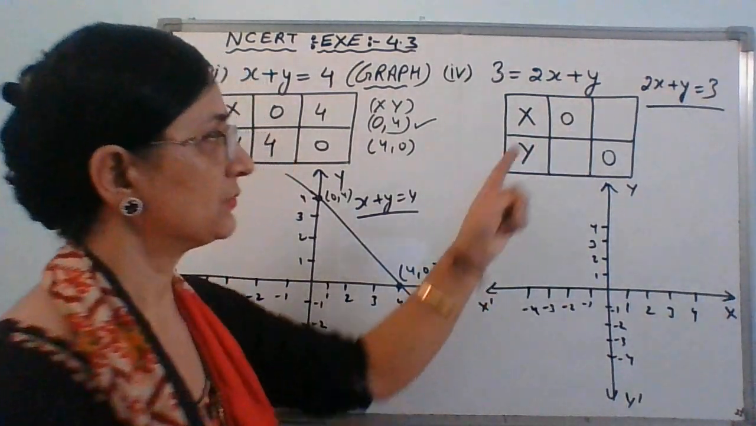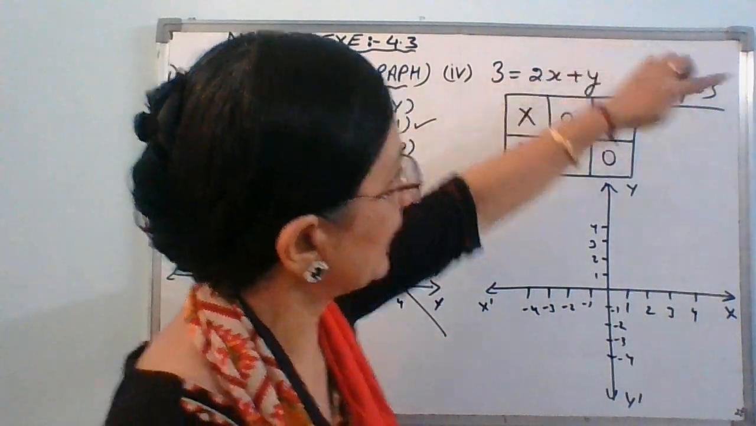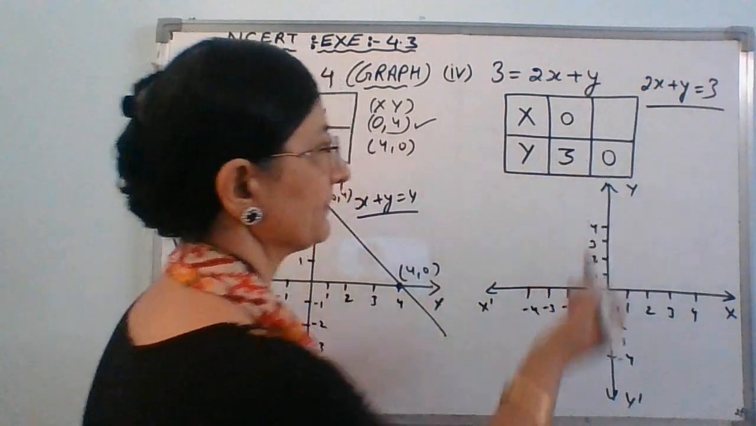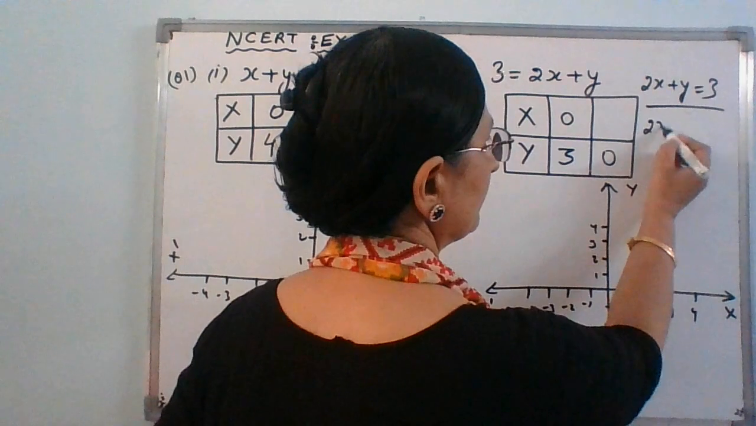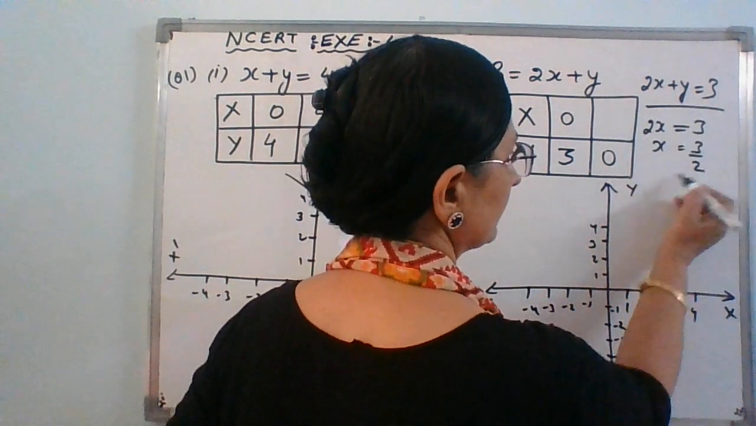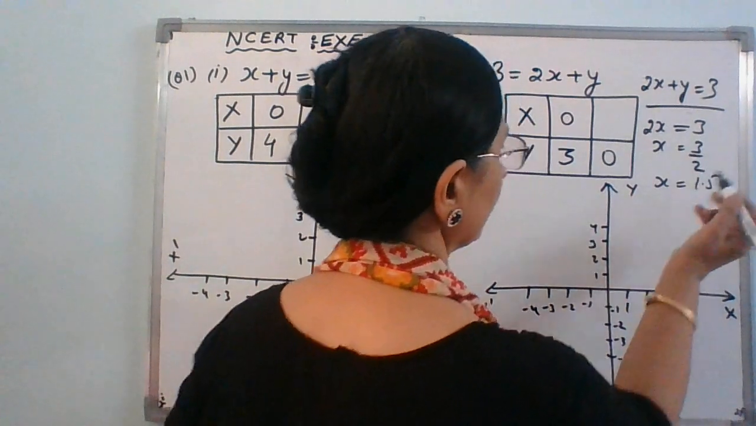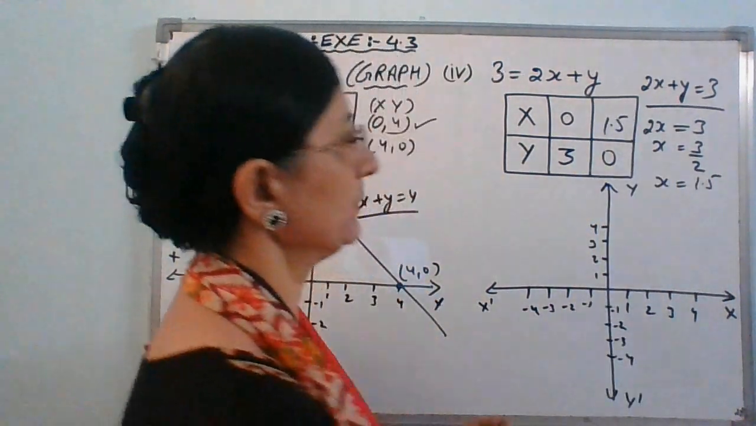Now if I substitute x as 0, then 2 into 0 becomes 0, and y is equal to 3, right? Now if I take y as 0, it becomes 2x equals 3. So we'll get the value of x as 3 by 2, and that is 1.5. So when we put y as 0, the value of x is 1.5.